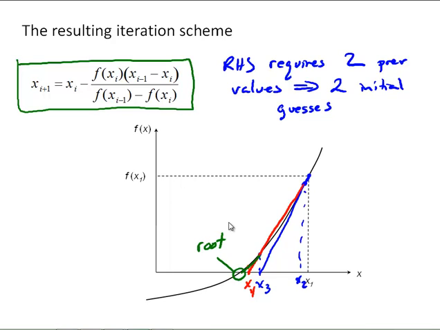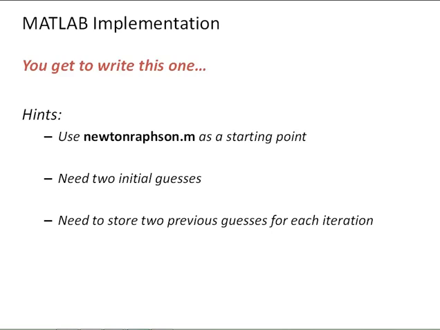So the secant method looks like it will exhibit similar convergence behavior to Newton's method, which is good, because that's fast. And it doesn't require calculation of that analytical derivative. So let's look at MATLAB implementation. Actually, I'm going to let you write this one. So here are some hints. We're going to do this as part of the programming assignment. And some hints on how to approach this.